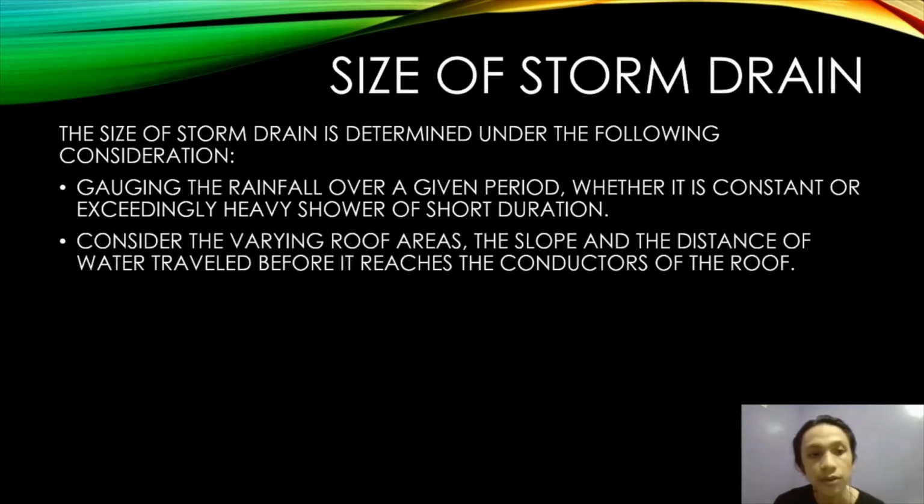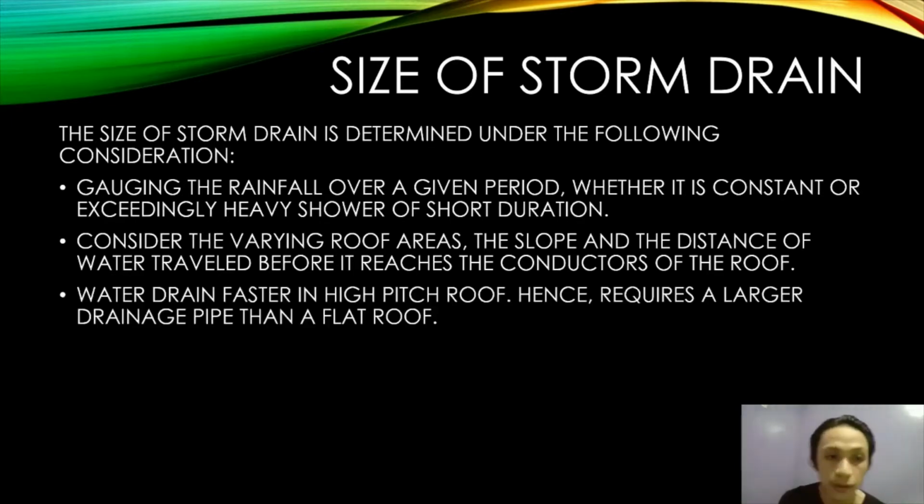Second is to consider the varying roof areas, the slope, and the distance of water travel before it reaches the conductors of the roof. For us to understand this consideration, I prepared a table, but I'm going to show it to you later. The third one is water drains faster in a high pitch roof, hence that requires a larger drainage pipe than a flat roof. The high pitch roof is 6 to 6.5 in height per 12 feet across.